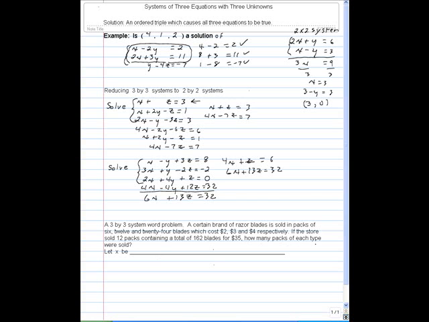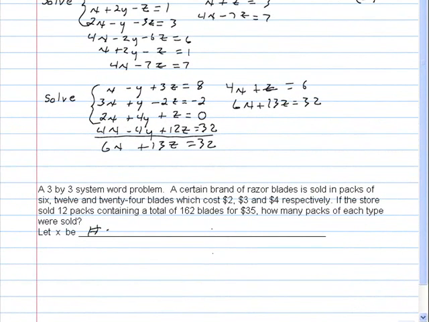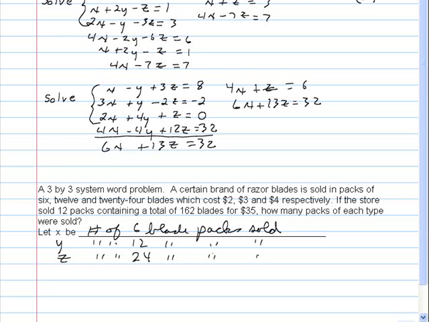How many packs of each type? There were 3 types, a 6-pack, a 12-pack, and a 24-pack. So we're going to need 3 variables, one for each type of blade. So I'm going to say let x be the number of 6-blade packs sold. And you can see what y and z are going to be immediately. Y is going to be the number of 12-blade packs sold, and z is going to be the number of 24-blade packs sold.